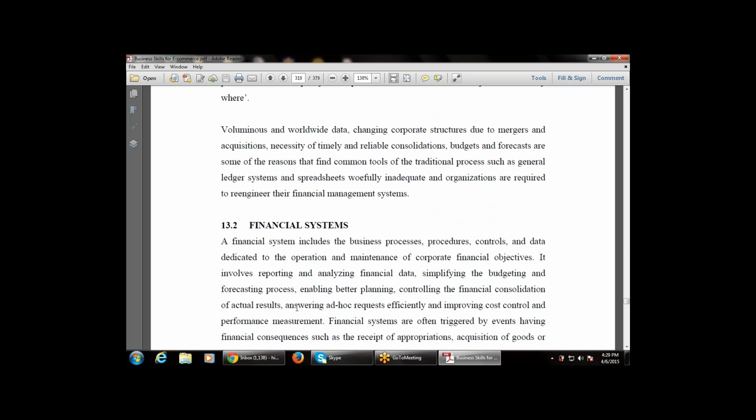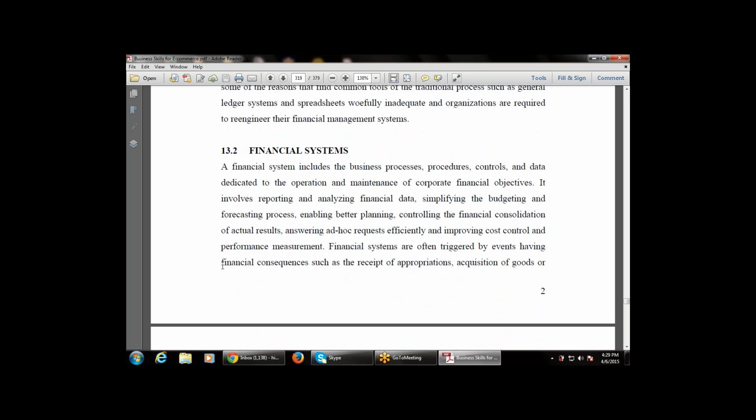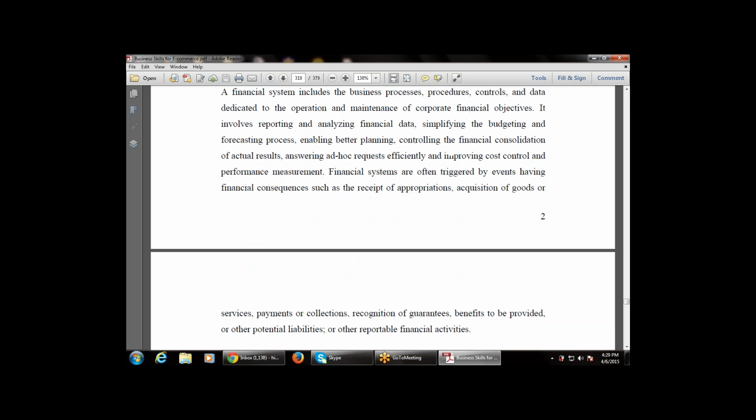So this includes a financial system, whenever there are proper rules and regulations that are used for various purposes. That involves reporting, analyzing financial data, simplifying the budget and forecast process, enabling better planning, controlling the financial consolidation of actual results, answering ad hoc requests efficiently, and improving cost control and performance measurement.